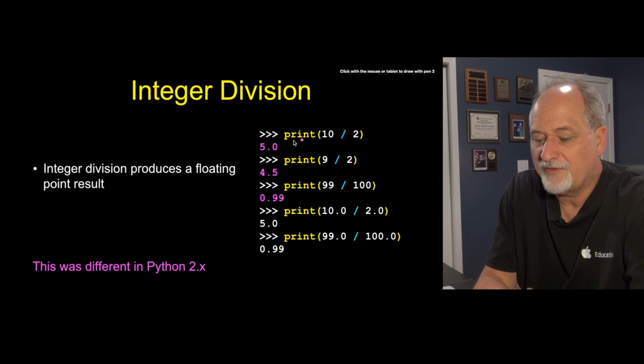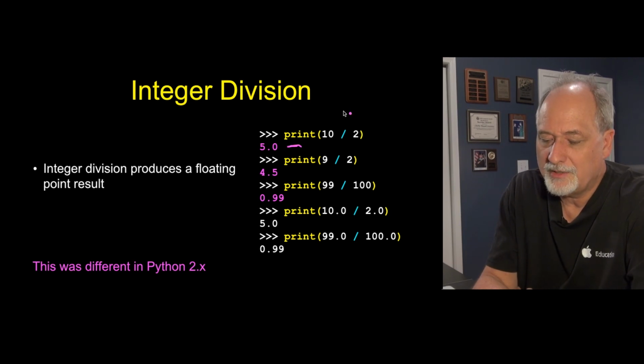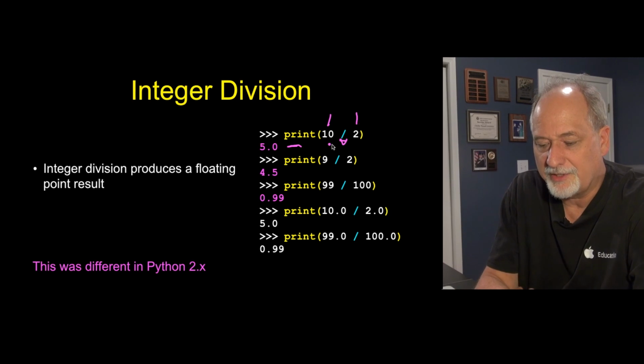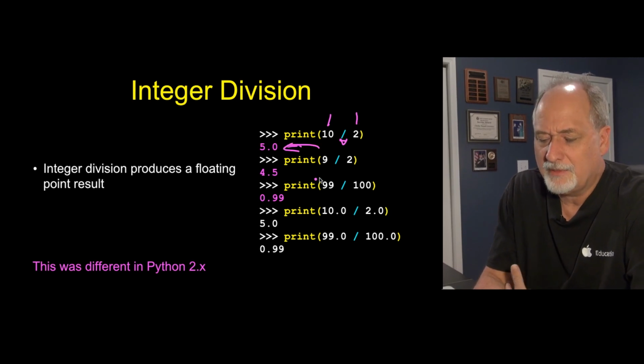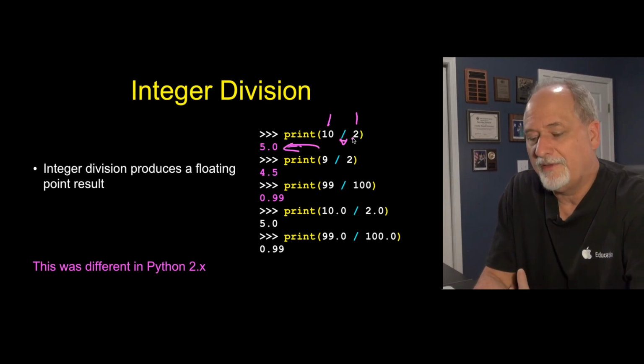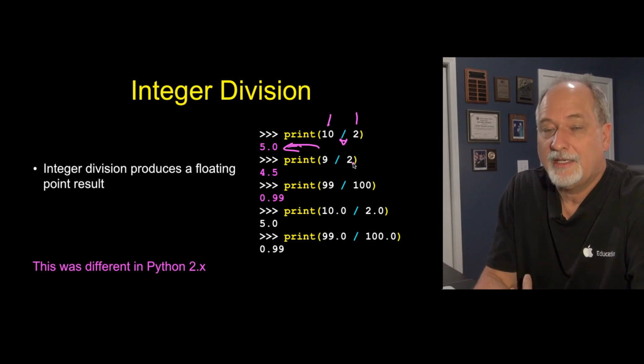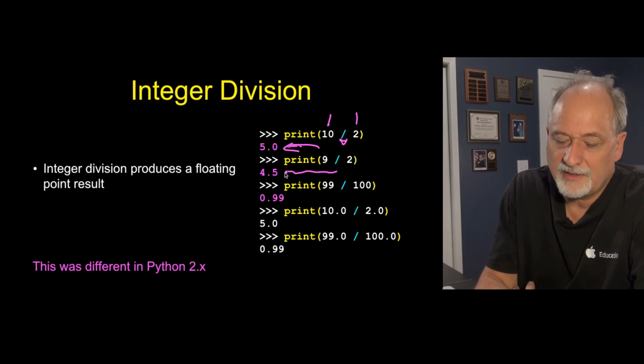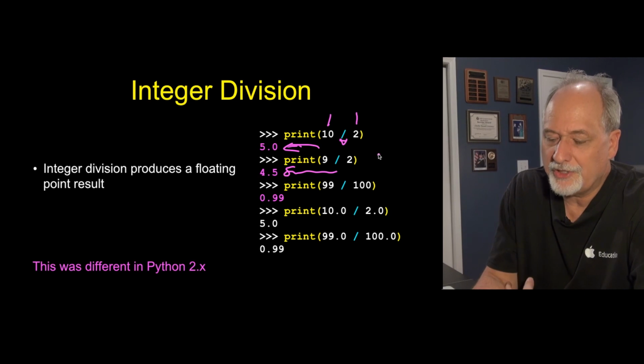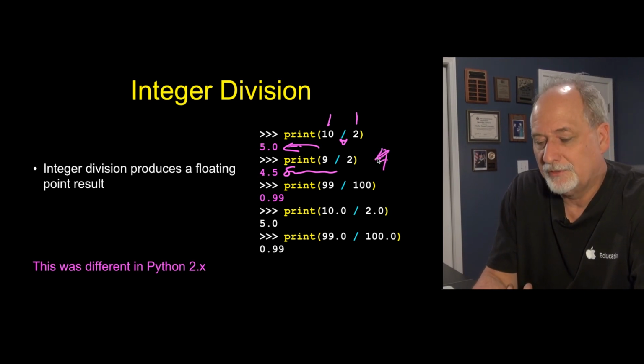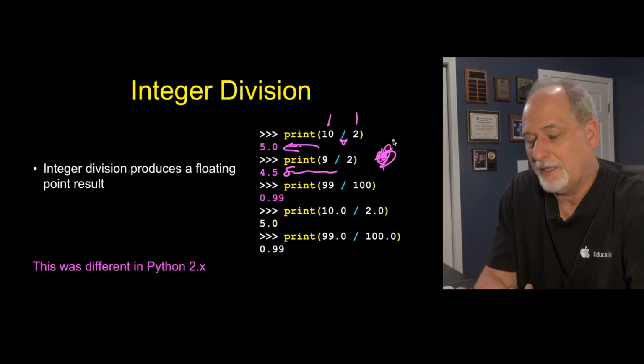10 divided by 2 is 5.0. And the weird thing here is these are both integers, but the division forces the result of the calculation to be a floating point number. And this, you know, 10 over 2 could be 5. But 9 over 2 is 4.5. And so that is accurate. In old Python 2, that would give us back 4, which is completely unpredictable and weird.